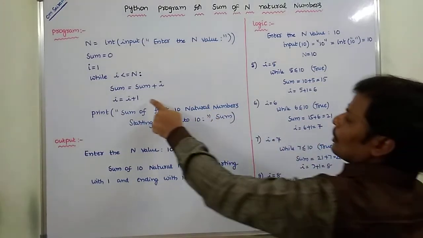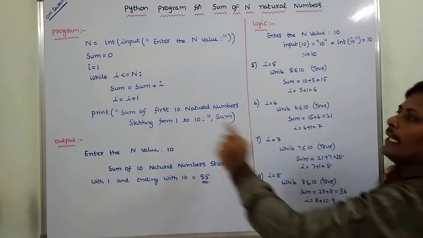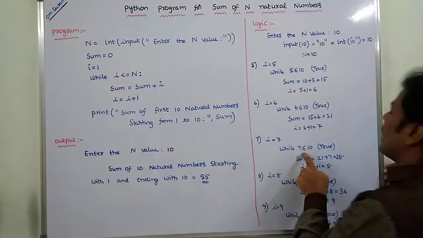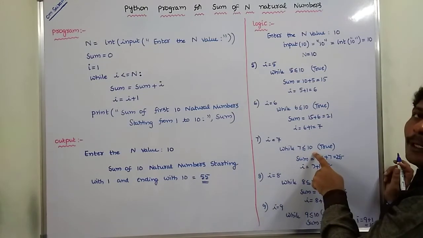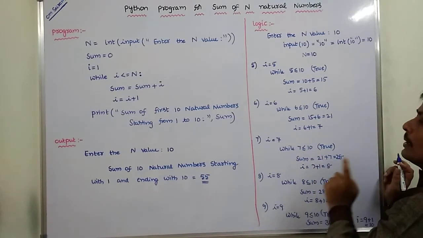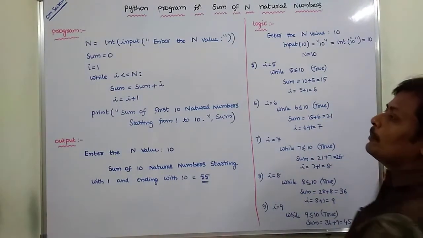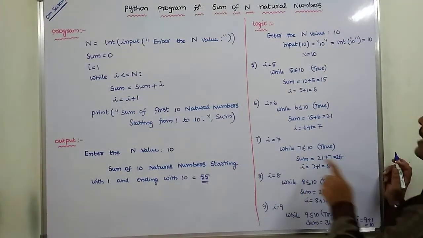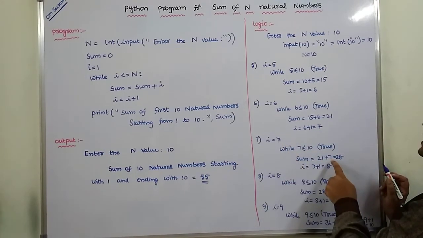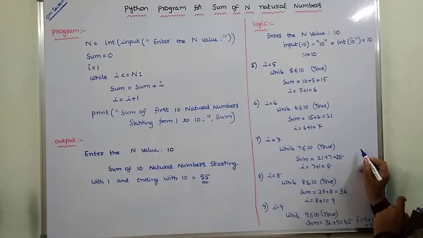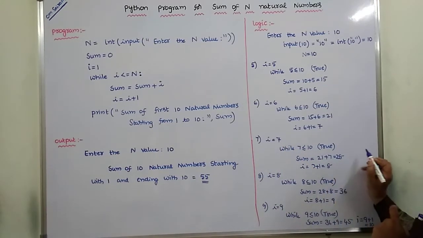Next, I is equal to I plus 1, 6 plus 1, that is 7. Again control goes to the while loop. Now I value is 7, while 7 is less than or equal to n value 10. Condition true. Then the control goes to the statement within the body of the while loop. Sum is equal to sum plus I. In the previous step, sum value 21. Now I value 7. 21 plus 7 is 28. I is equal to I plus 1, 7 plus 1 is 8.